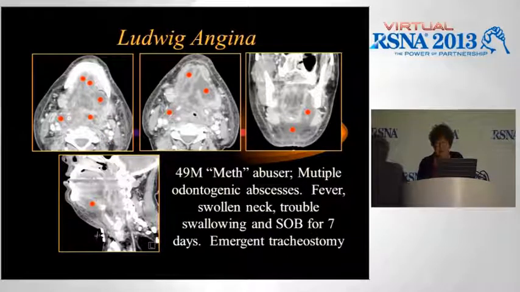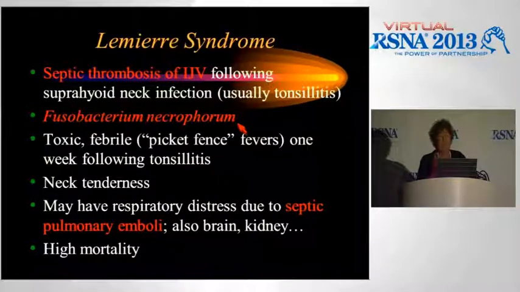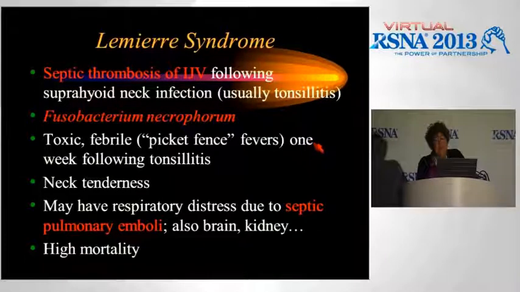So not abscess, just phlegmon. Lemierre syndrome is an interesting syndrome. It actually refers to septic thrombophlebitis of the internal jugular vein, typically following tonsillitis. The bug is Fusobacterium necrophorum. People are toxic and febrile, usually a week following tonsillitis.